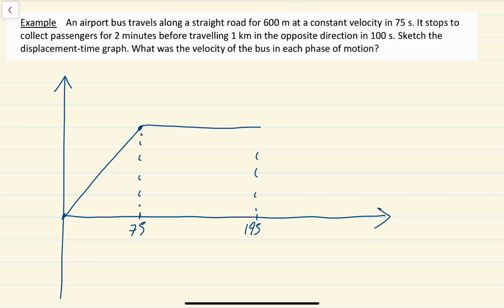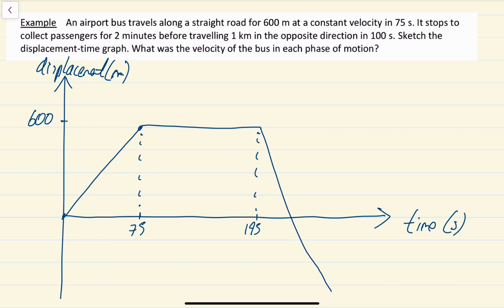195 seconds. He stopped. And then he goes 1 kilometer in the other direction. Sorry, I should have marked on that was 600 meters. Let's do this right here. Mark everything on. That's my displacement in meters, and here, this is my time in seconds. So we did our first 600 meters in 75 seconds, stopped for 2 minutes, or 120 seconds, takes us up to 195 seconds.